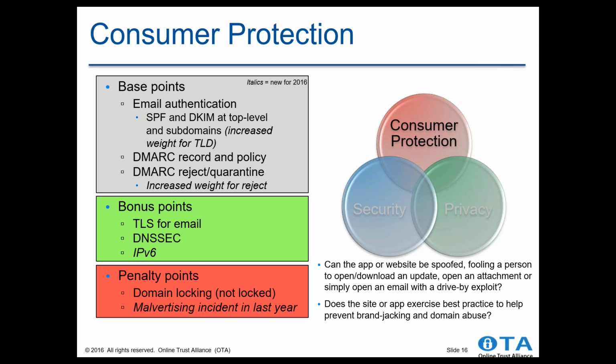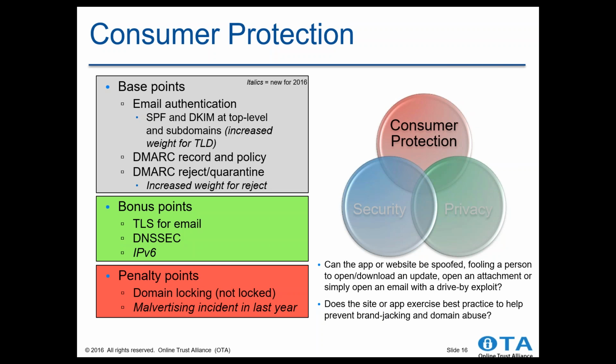There are two email authentication methods, SPF and DKIM. So we look for those at the top level domain or the corporate domain, you might say, that users are familiar with for the entity, for the site, and then any subdomains that are sending email. We also look for DMARC records, and I'll explain a little more about what that is in a minute, and then you can assert a policy within DMARC, and that policy is worth points as well.